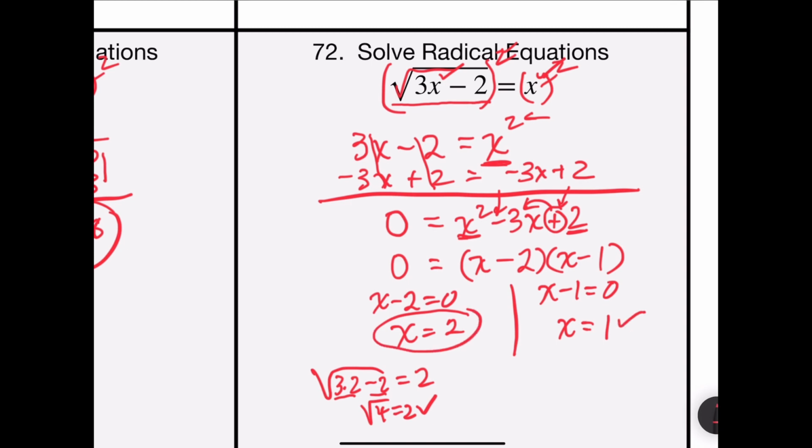Now we'll check 1. The square root of 3 times 1 minus 2 has to equal 1. Again, I just substituted the 1 for the x in the original problem. 3 times 1 is 3. 3 minus 2 is 1. Does the square root of 1 equal 1? And the answer is yes. So x equals 1 is also an answer. So my two answers would be x equals 2 and x equals 1.